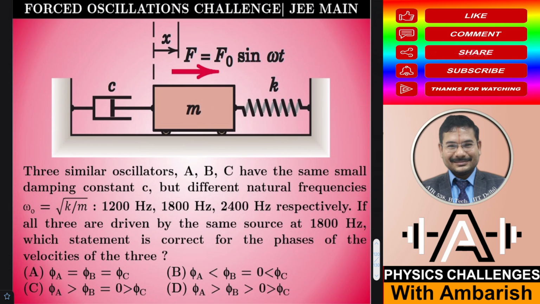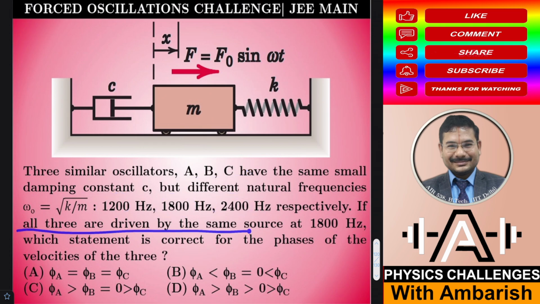Okay. So we have three similar oscillators A, B and C which have the same small damping constant C. So damping constant is small and it's given by the symbol C. Normally NCERT uses the symbol B for it, but most engineering textbooks they use the symbol C. So I have stuck to the popular convention. So they have same small damping constant but different natural frequencies. Natural frequency means under root of k by m, where k is the spring constant, m is the mass of the slider, and they have the frequencies respectively 12 Hz, 1800 Hz and 2400 Hz respectively.